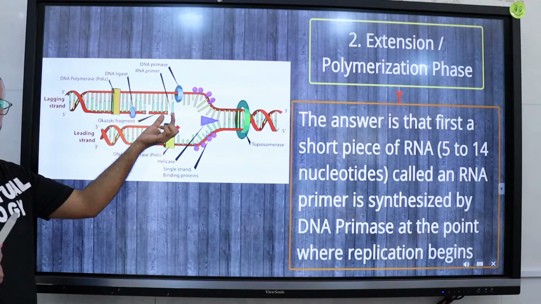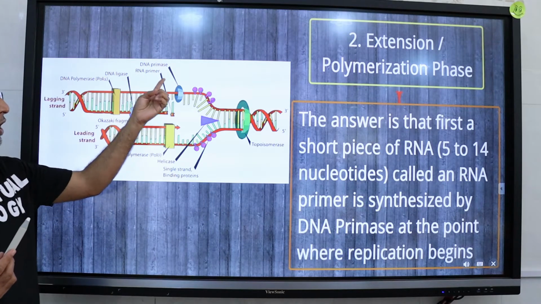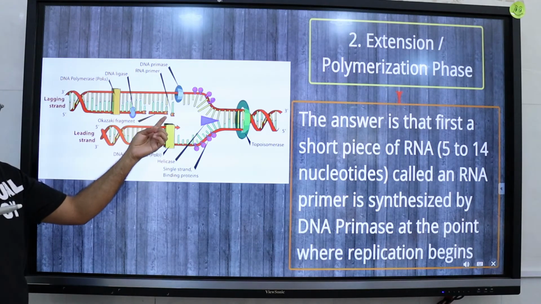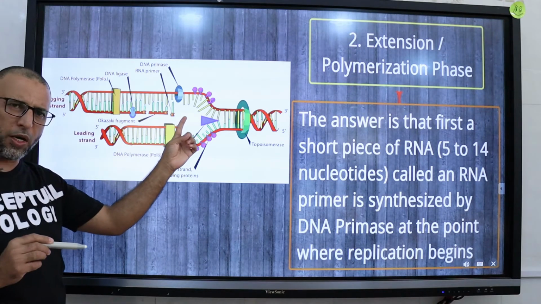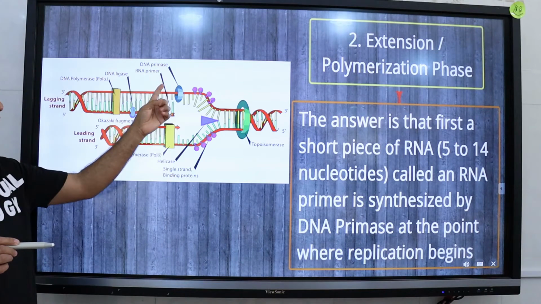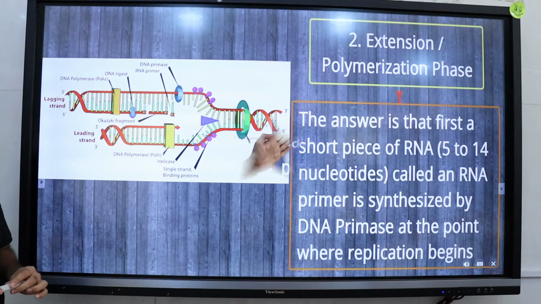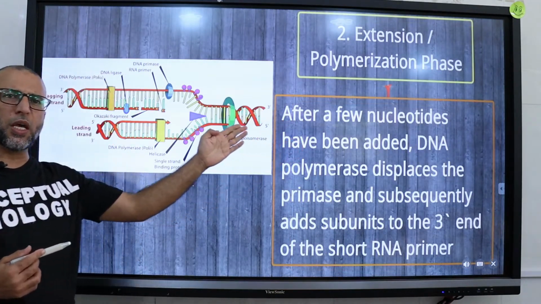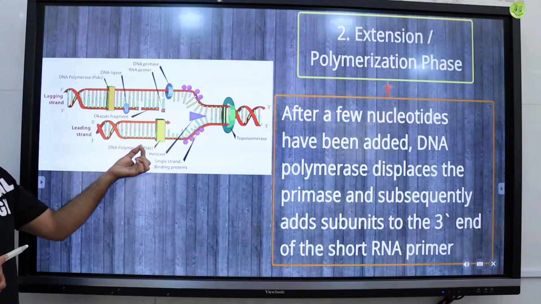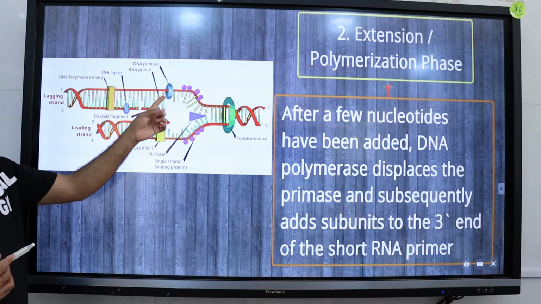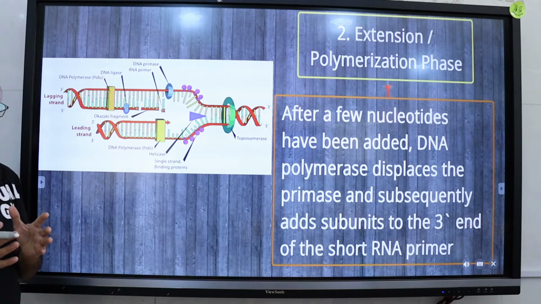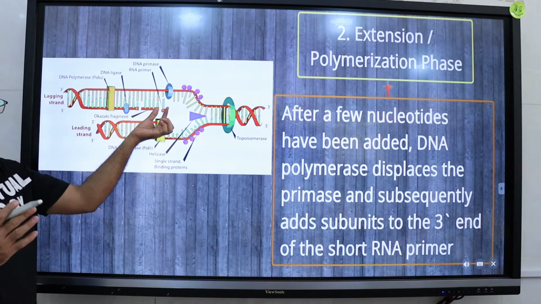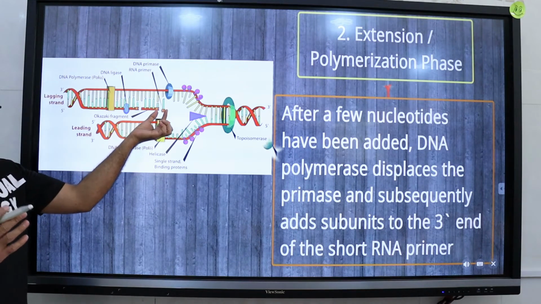So the RNA primer is synthesized by the DNA primase enzyme at the point where replication begins. So DNA replication begins with the synthesis of an RNA primer with the help of the enzyme called DNA primase. After a few nucleotides have been added, the DNA polymerase enzyme displaces the primase enzyme and subsequently adds subunits to the 3' end of this short RNA primer.